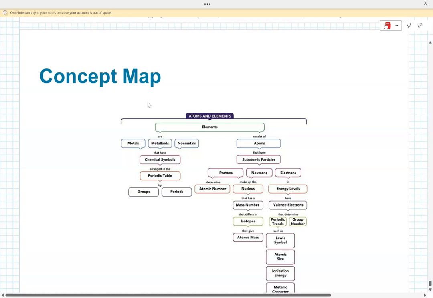Okay, again, understand the concept of isotopes, understand the concept of protons and neutrons in the nucleus. And remember, electrons do not contribute.